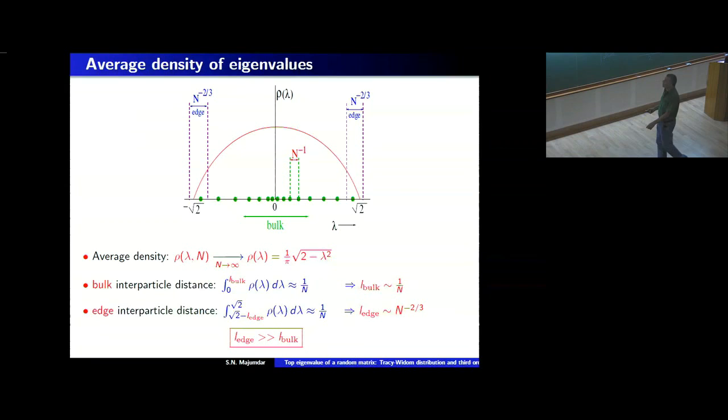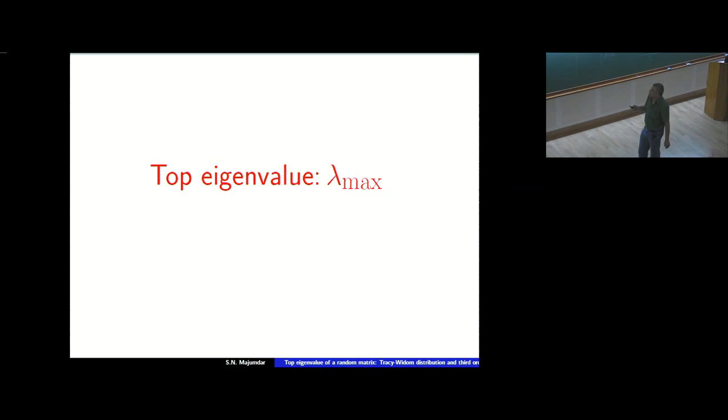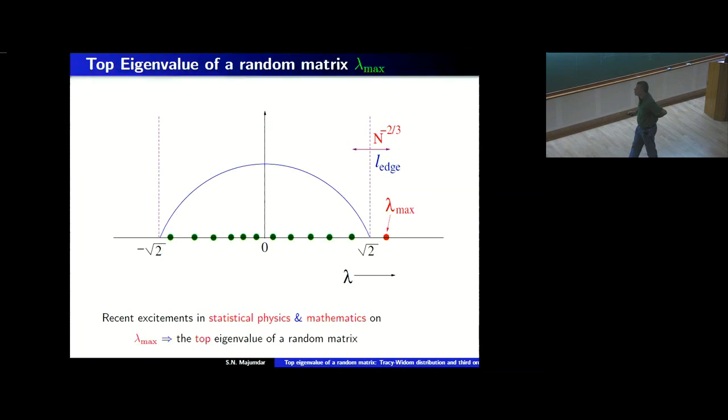Okay, so with this basic reminder, now let's go to the largest eigenvalue, because most of the recent excitement in statistical physics and probability theory is about the largest eigenvalue, lambda max, or lambda min, if you like, which is symmetrically the same.